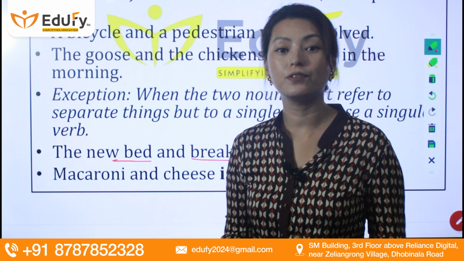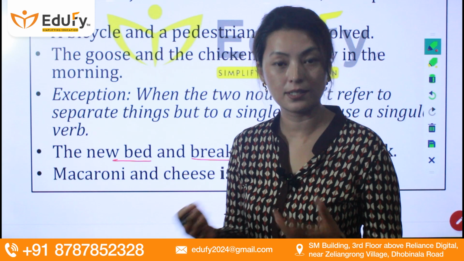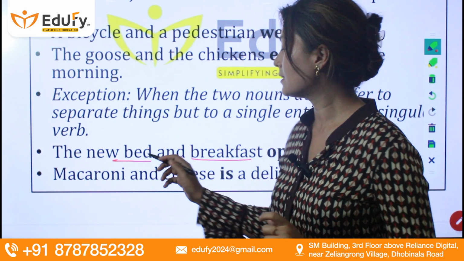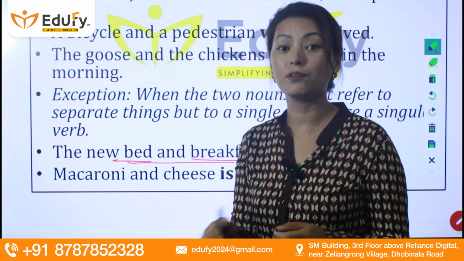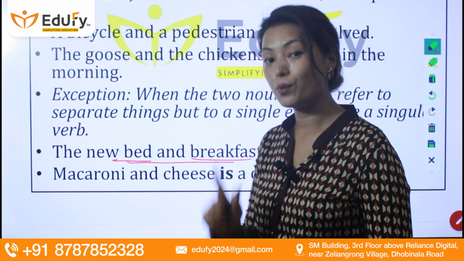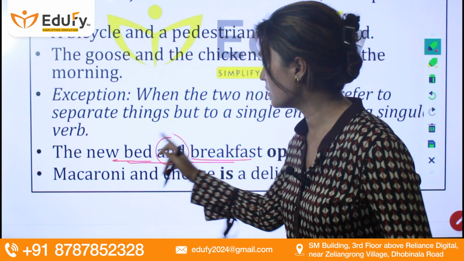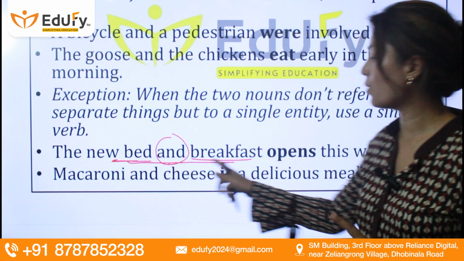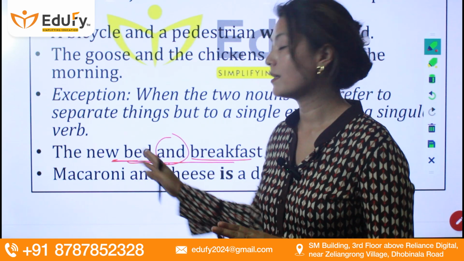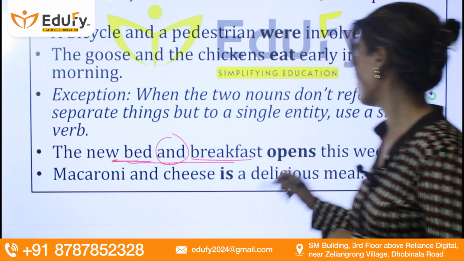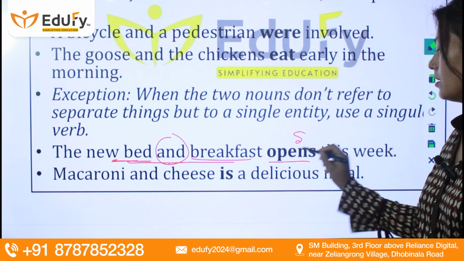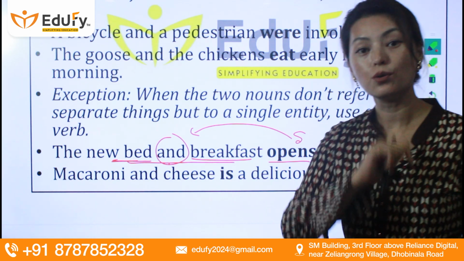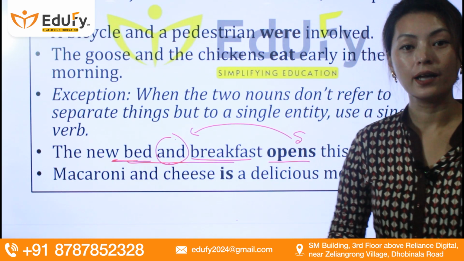So in this sentence, bed and breakfast does not mean separate things, but rather it means one thing. When I say bed and breakfast, it means some kind of home vacation stay, some kind of hotel, some kind of hostel. So this is not referring to separate things, but rather one particular thing. Whenever I'm talking about two separate things joined by and, I use a plural verb. But since this one is referring to one single thing, the verb will be singular. Opens refers to bed and breakfast, since bed and breakfast refers to one thing, even though it is joined by the word and.